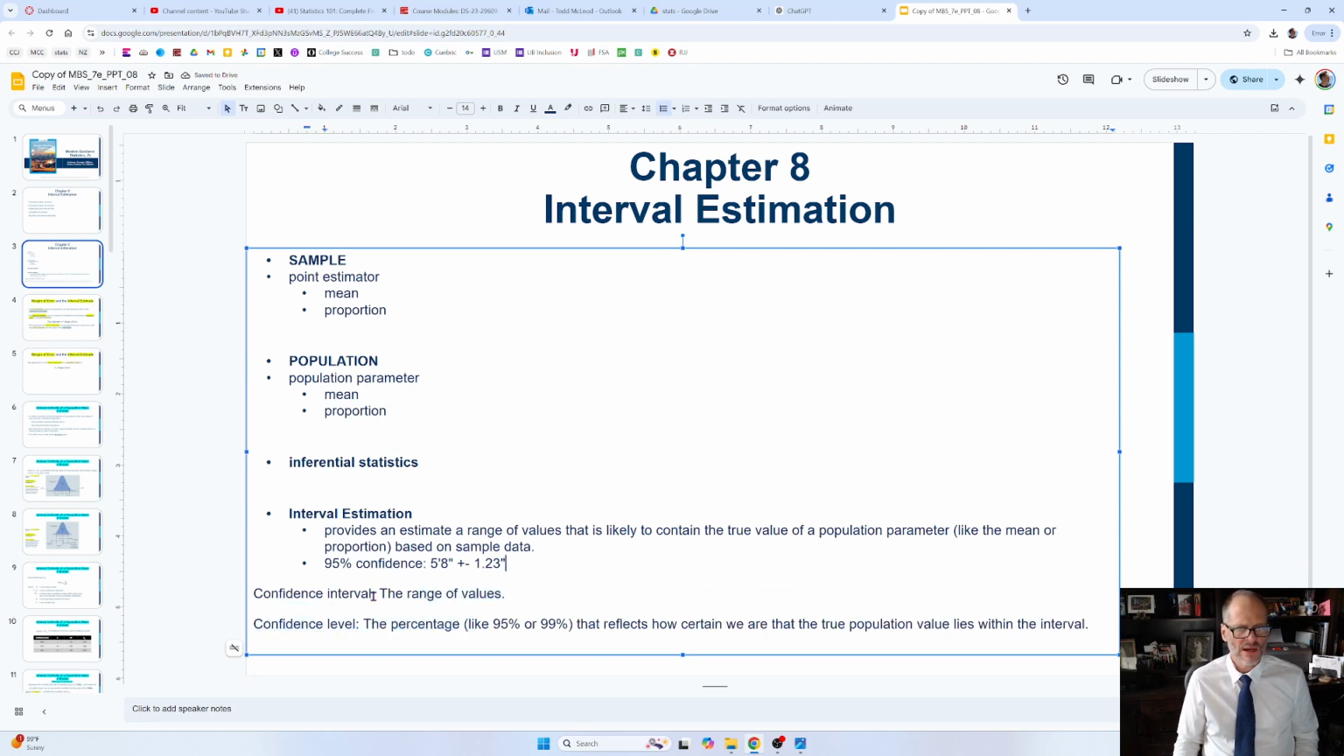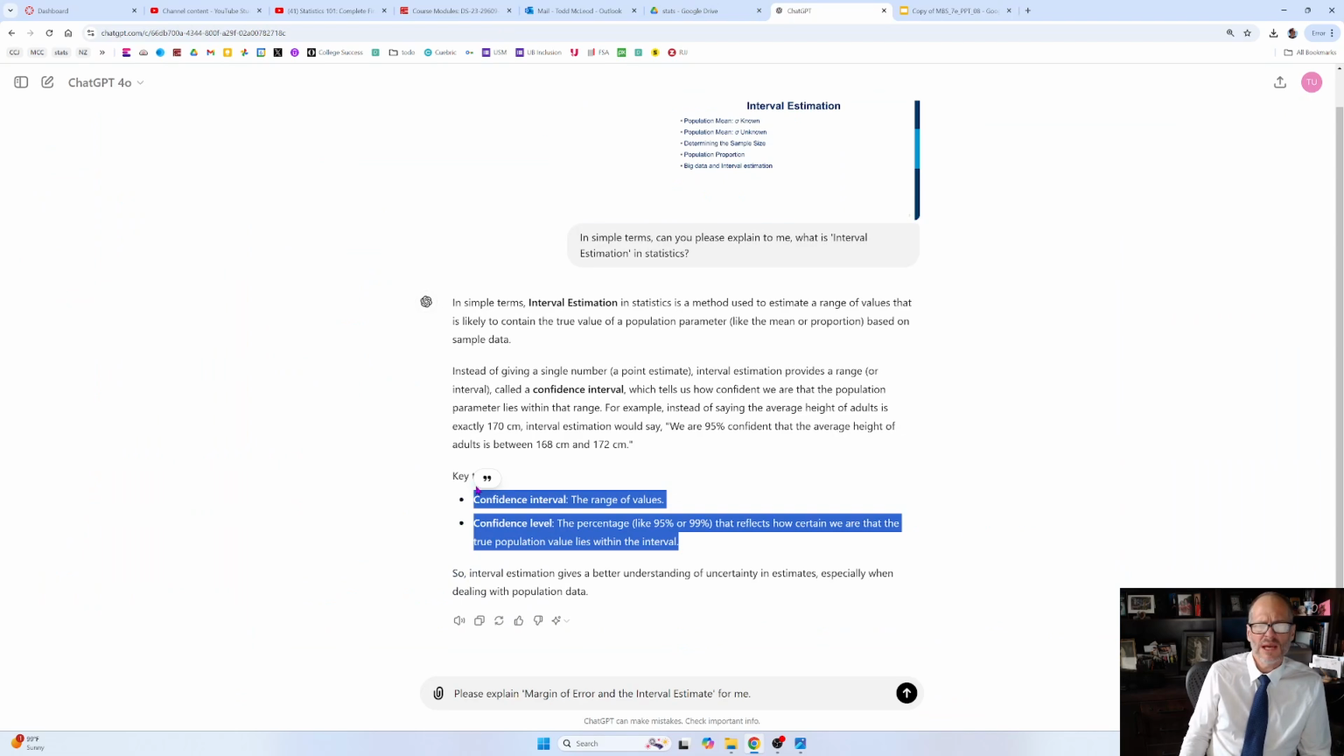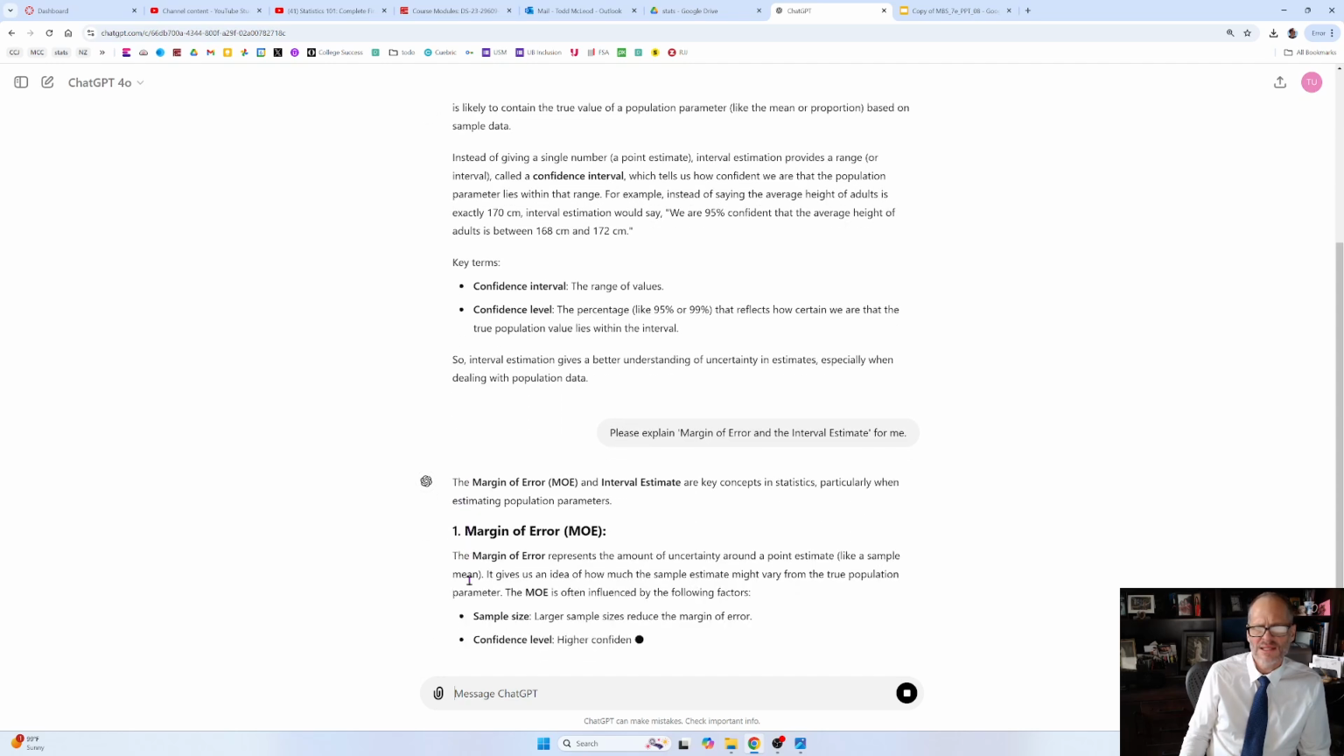So we're going to do confidence interval, boom, and we're going to do confidence level. Confidence interval is the range of values. This would be our confidence interval, and confidence level is the percentage, like 95% or 99%. So here's our confidence level that reflects how certain we are that the true population value lies within the interval. Awesome. So we got this first part done. Now we're going to ask it this next part. Please explain margin of error and the interval estimate for me.